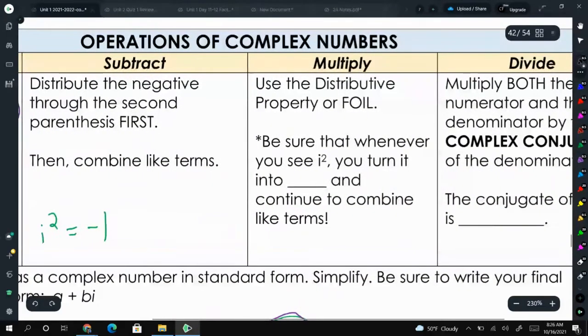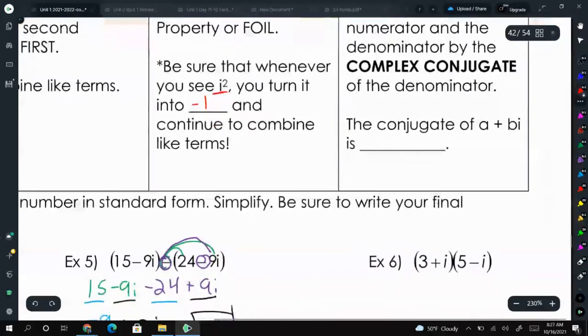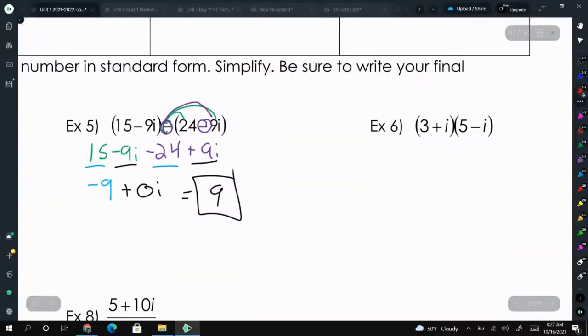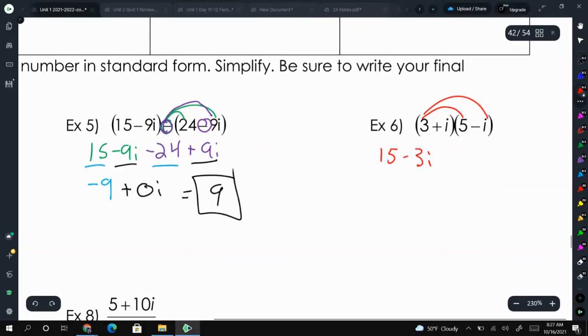Now when we multiply, we're going to FOIL like we've done before. And remember, if we see i squared, we turn that to negative 1 and then continue to combine terms. So like in example 6 here, we're going to FOIL this out. We get 15 minus 3i plus 5i minus i squared.